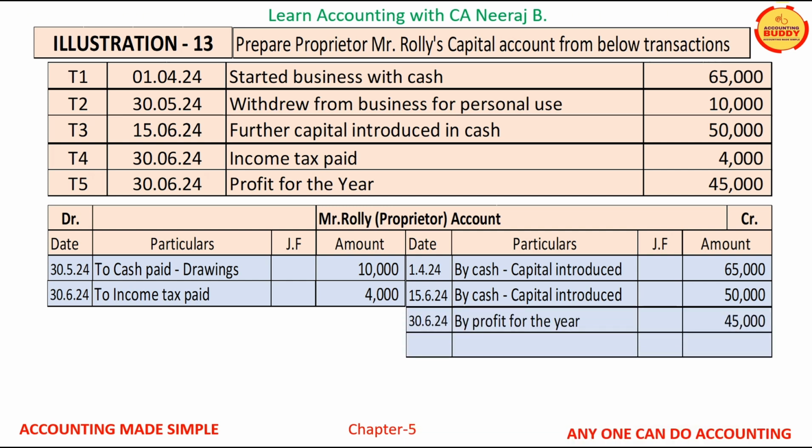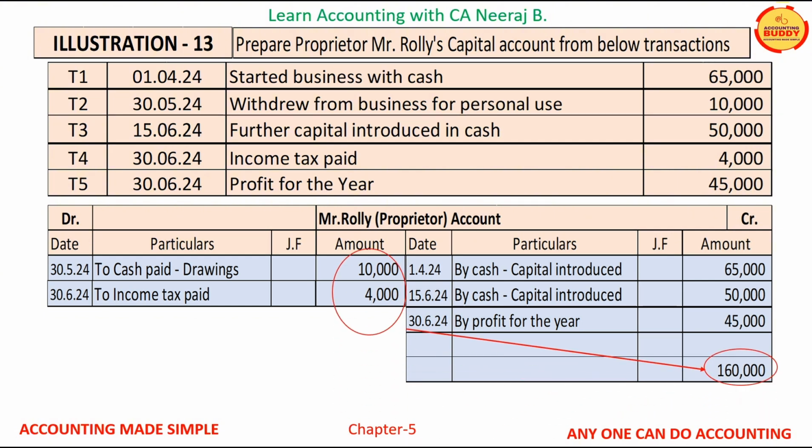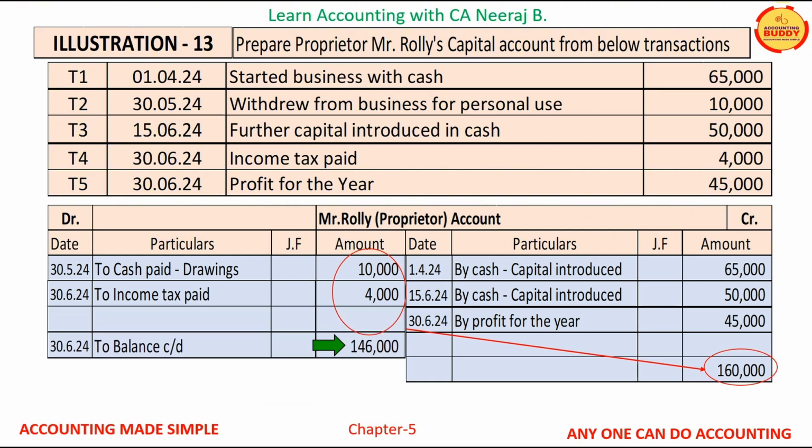Rowley's account. Total of the credit side comes to 160,000. When the total transactions on the debit side are deducted from the total of the credit side of 160,000, we are left with the carried down balance of 146,000, thus making the total on the left hand side also to 160,000. Therefore, the account is said to be balanced.